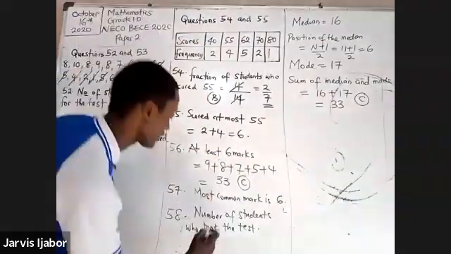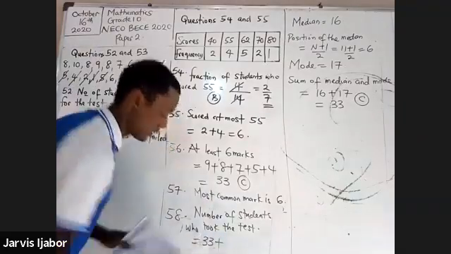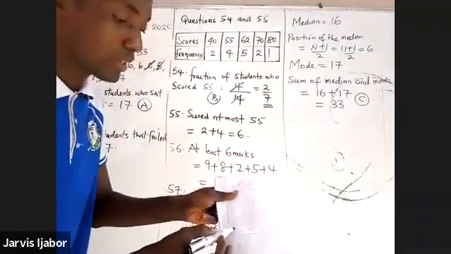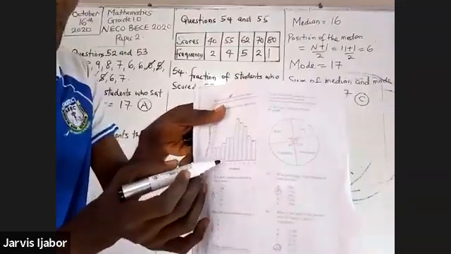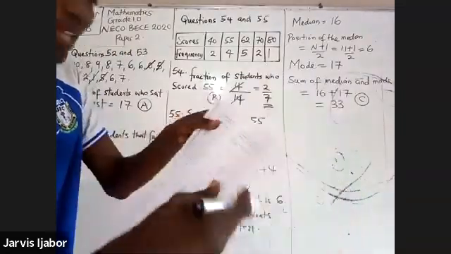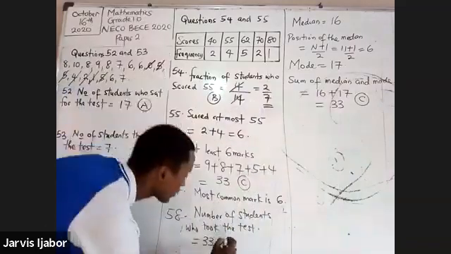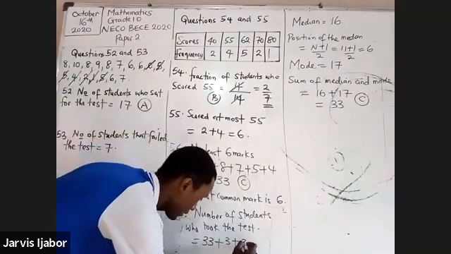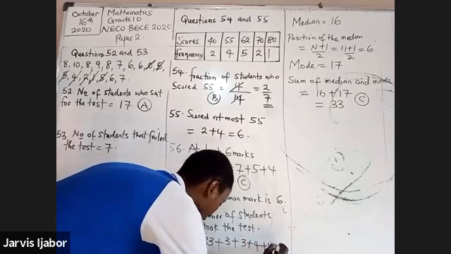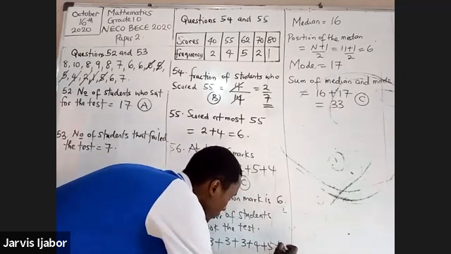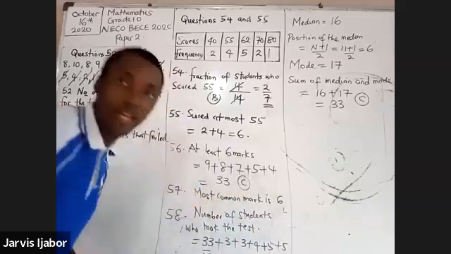And when you got 33, I will then add it to the ones I've not captured. I've not captured 1, I've not captured 2, I've not captured 3, 4, and what, 5. So those are the ones I'm going to capture now. So that will be 3 plus 3 plus 4 plus 5 plus 5. So I'm going to add everything together.